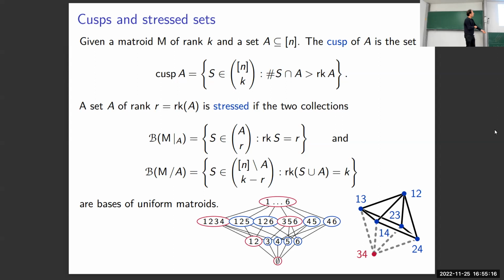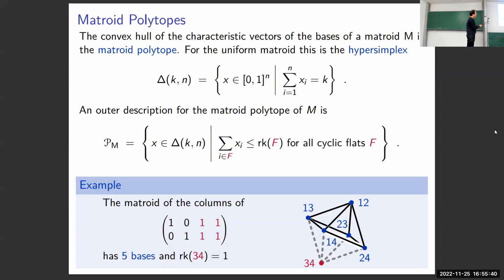We call the following sets cusps. These are all the sets of size k which are subsets of my large set [n], which is called the ground set. But this time I want the intersection of this set with a given set A to be larger than the rank of this set. Okay, so where does this come from? It's roughly speaking coming from these types of inequalities, but now I flip the sign. So why call it cusps?